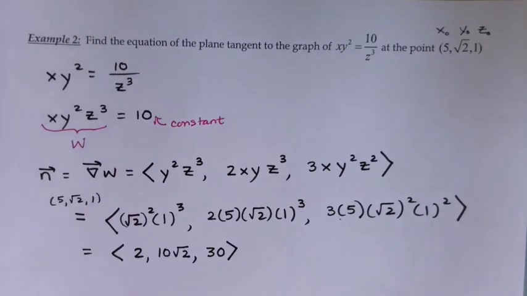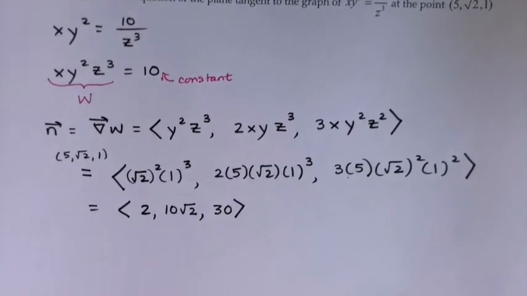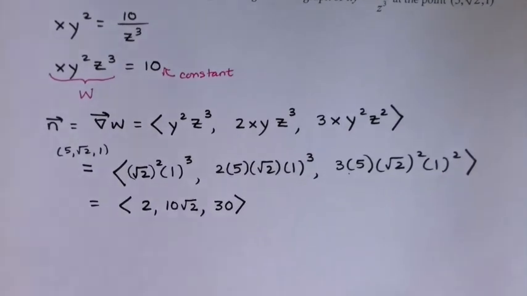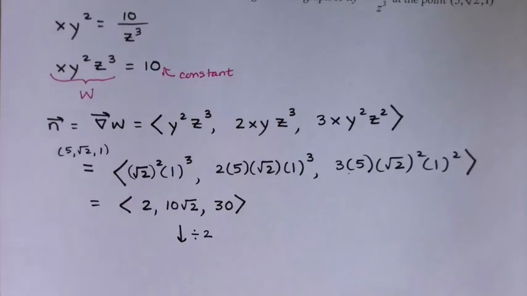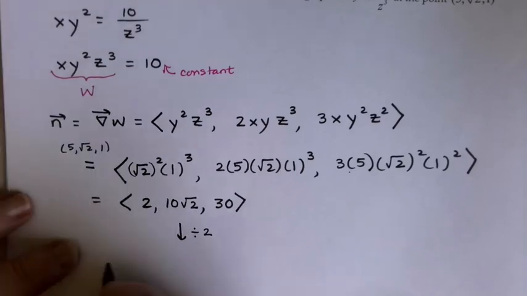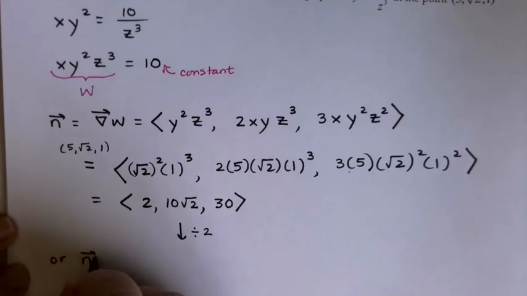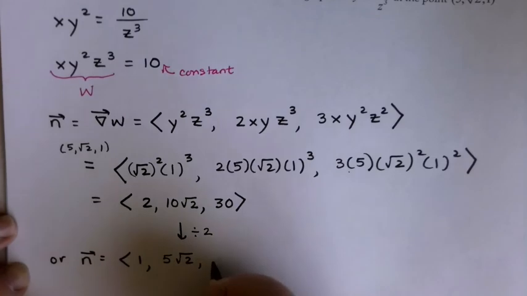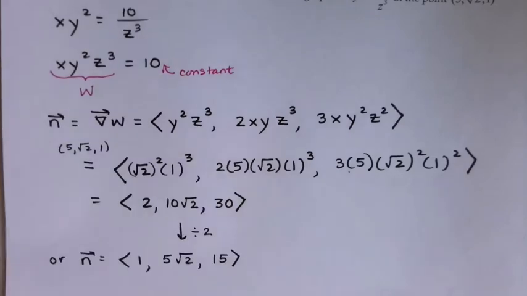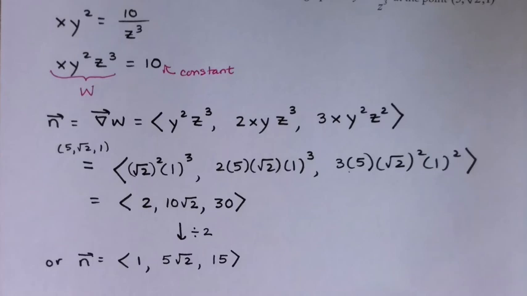Once again, there's nothing really wrong with that, although oftentimes if we can make the numbers smaller, it's nice. So in this particular case, I might just take a moment and divide by 2. Again, multiplying or dividing your normal vector by anything only changes its magnitude. It doesn't change its direction, so I'm going to choose this time to go with 1, 5 square root 2, and 15. All right, there's my A, B, and C.